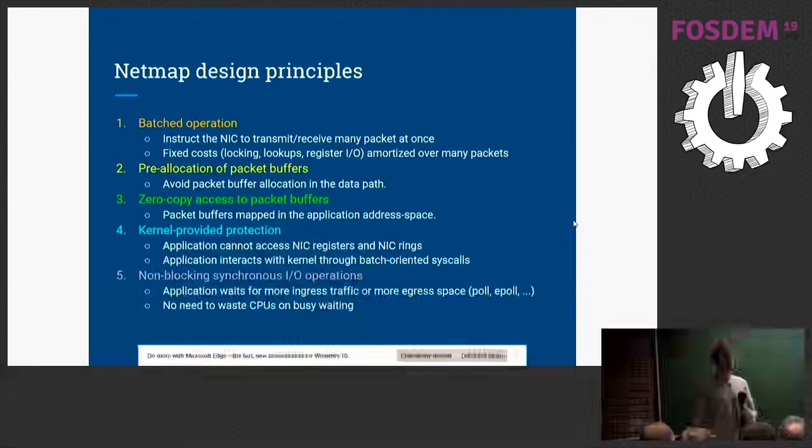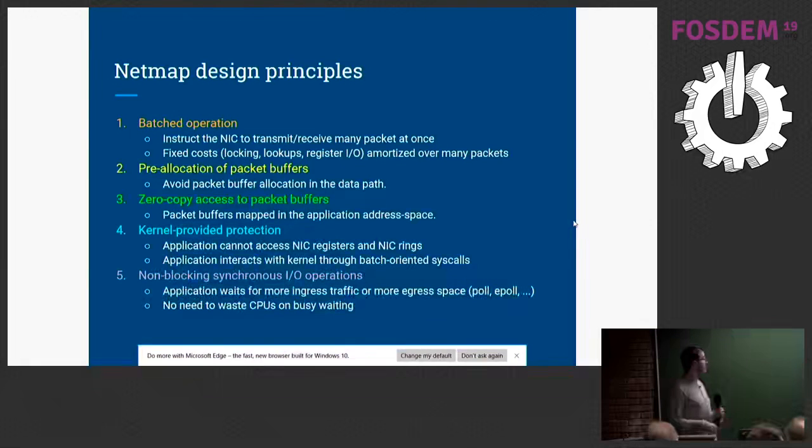So the first and most important one is batched operation. The idea is that whenever you want to talk to the NIC, for instance, to tell the NIC to transmit and receive packets, you need to do that for many packets at once, because talking to the NIC is expensive. And in general, when you do packet processing, whenever you have fixed costs like locking or lookups, try to, for instance, take a lock and process many packets with that. This is important because the fixed cost can be amortized over many operations.